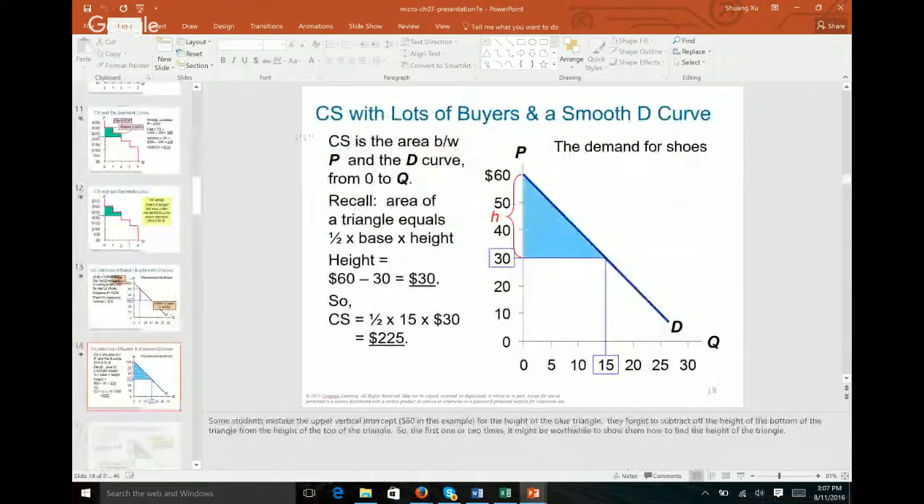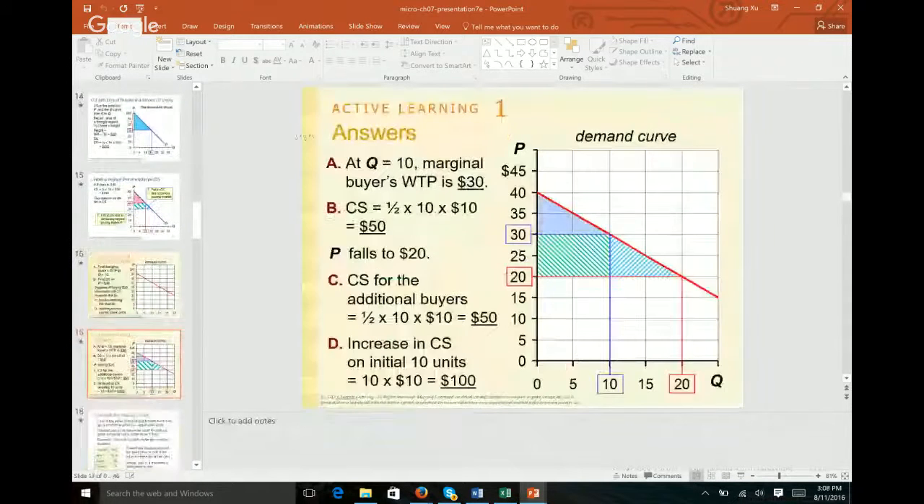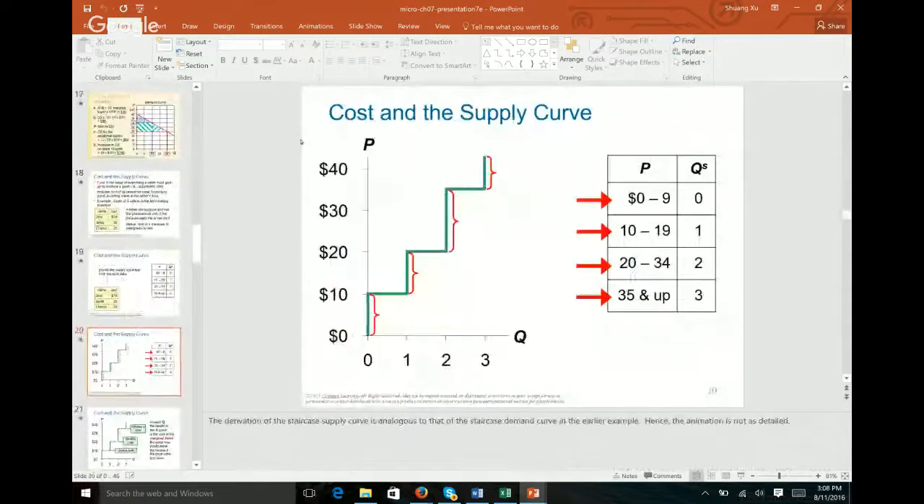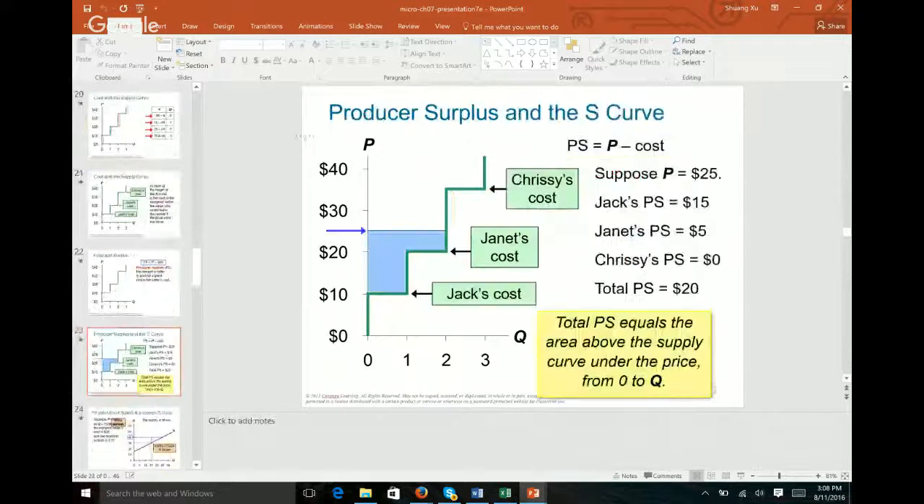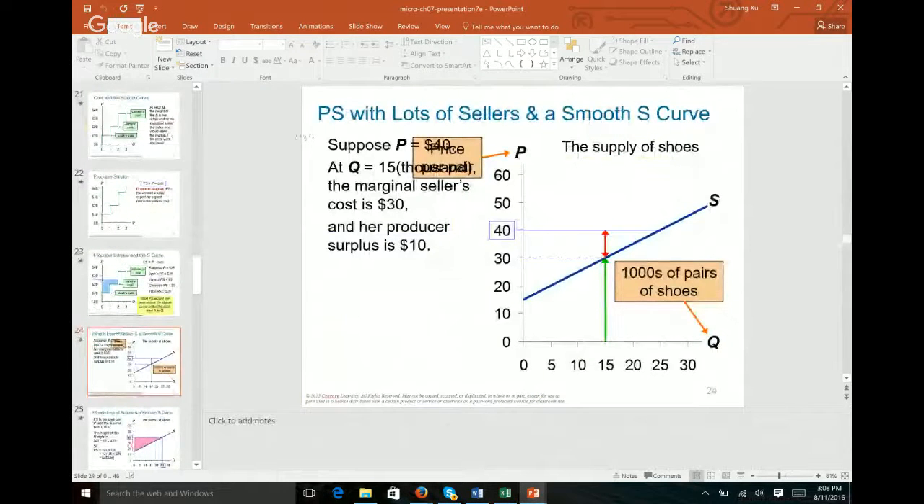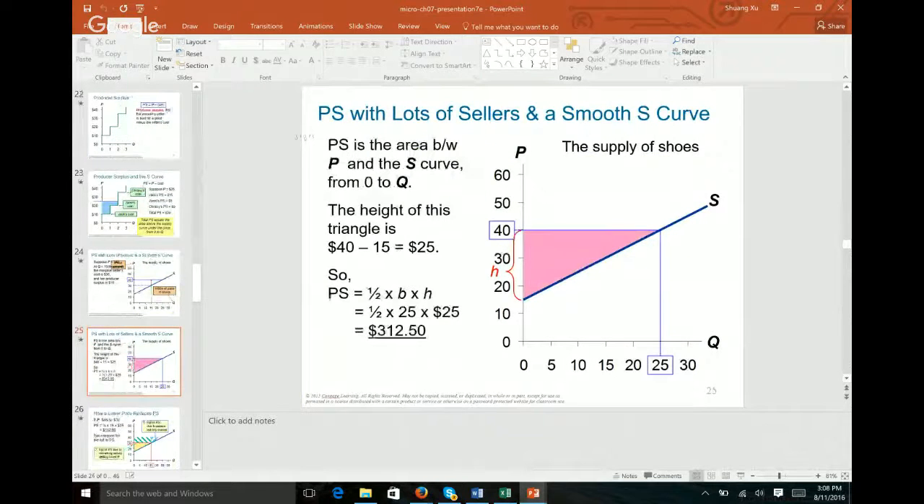And also producer surplus, vice versa. Producer surplus is a triangle that's above your supply curve and below the price line. That's your producer surplus. And then make sure you know how to find the area of a triangle. It's half times base times height. Whatever base you choose, the vertical distance times the horizontal distance divided by 2, that will be the surplus for either consumers or producers.